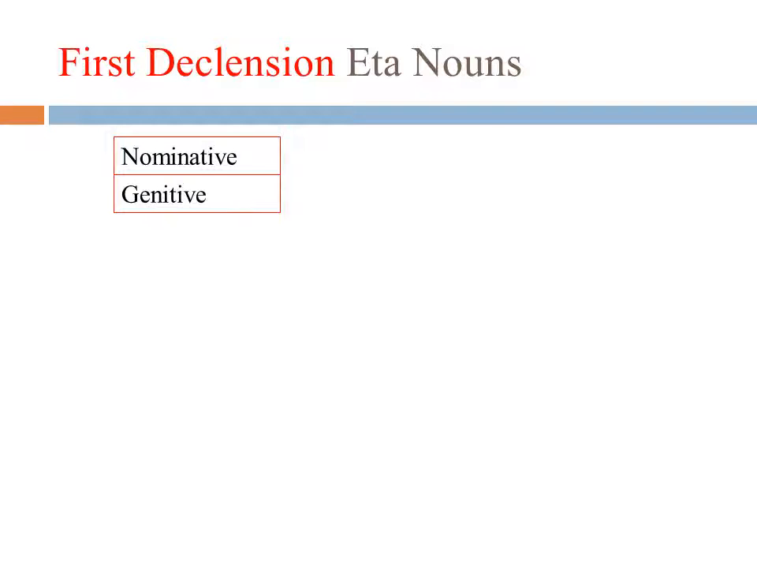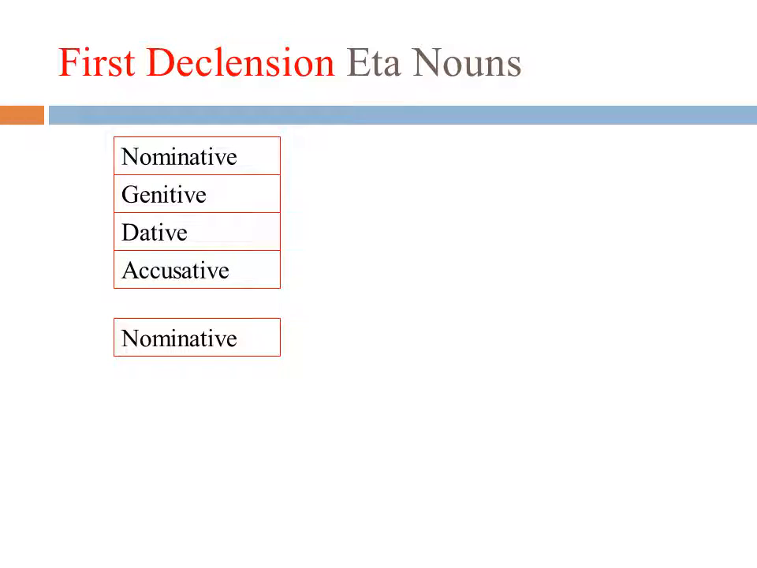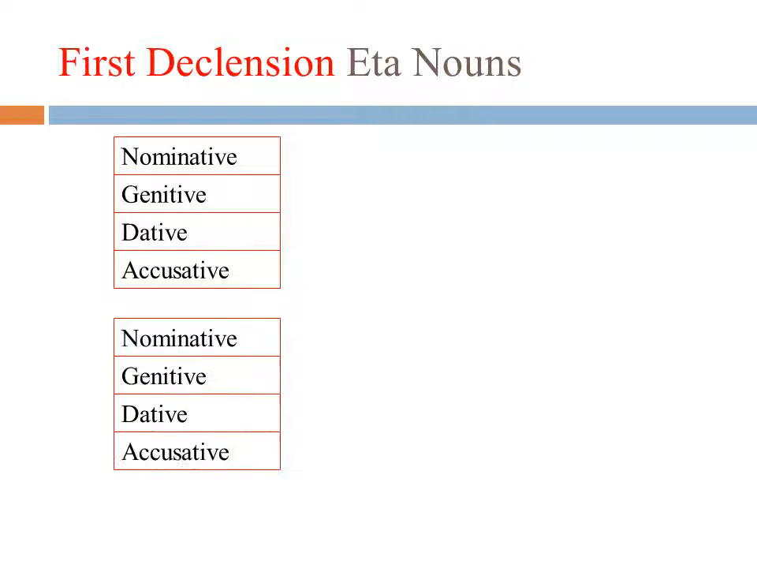So we have a nominative, genitive, dative, accusative. We'll get used to this structure. Nominative, genitive, dative, accusative, singular, and plural. Okay, this is number, case. Okay, ending eta, we expect an eta noun, that the end of the stem would have been an eta.